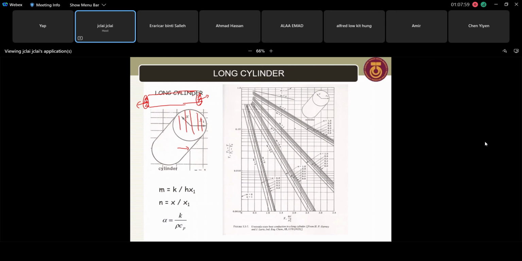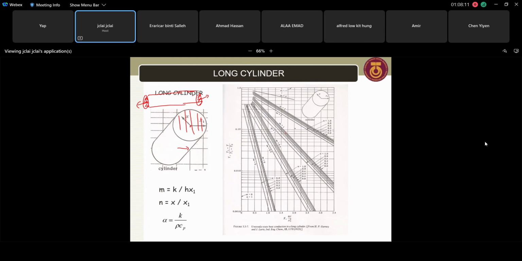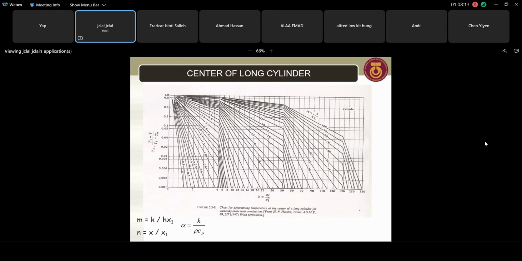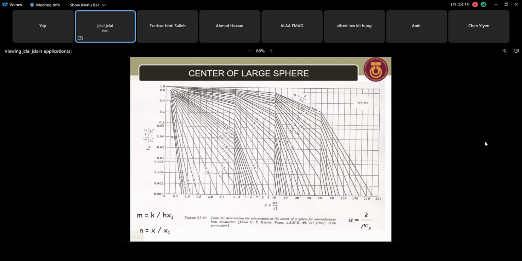So X is counted from the center, right? Then you use the graph. And if you're interested in the temperature at the center of the cylinder only, then this is a better graph. Same goes for the large sphere. This is the graph. And if you're interested in the center of the large sphere, this is the graph.